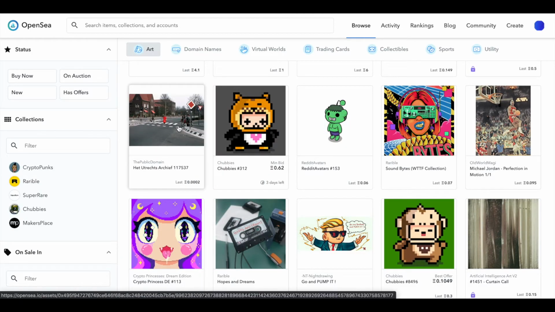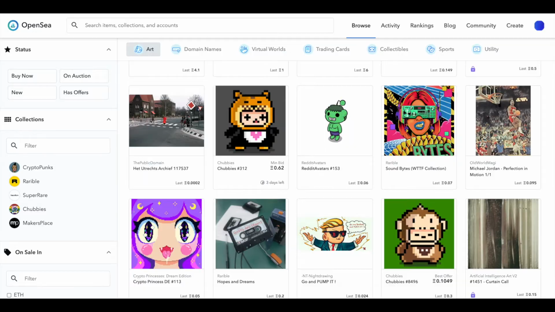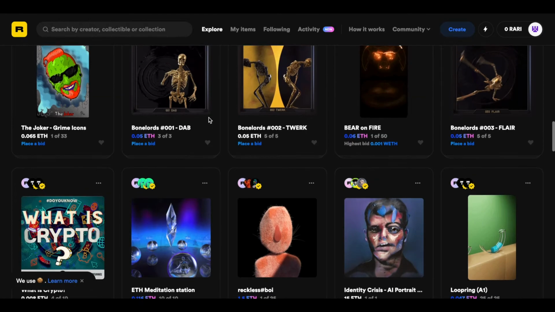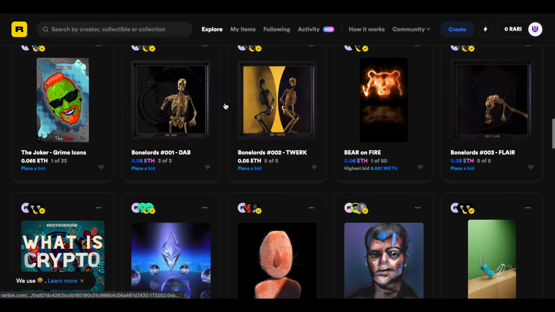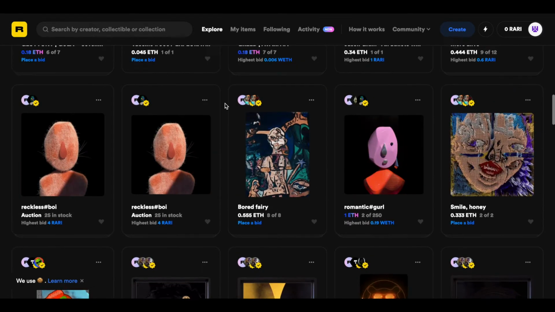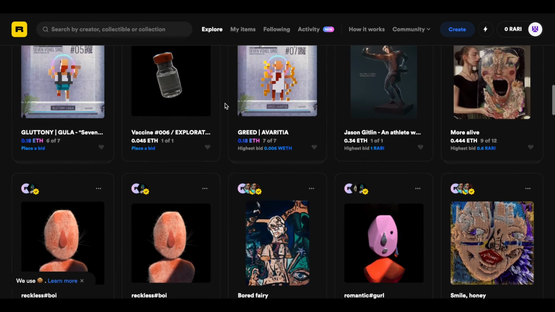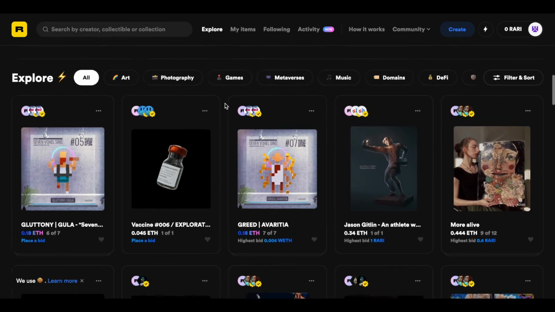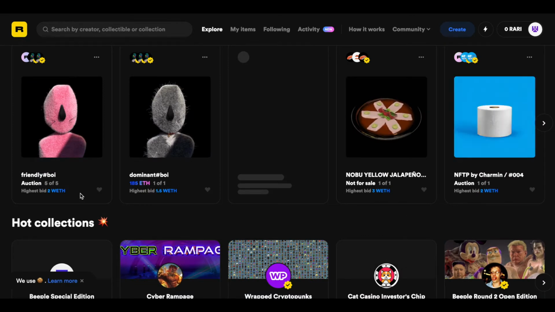The other main platform before I get into any more details is Rarible. Rarible I find to be the more artsy, high-end sort of art in comparison to OpenSea. To be honest, there's a lot of crap on OpenSea. Some of the stuff is pretty expensive. I mean, we're going at 185 ETH and so on.